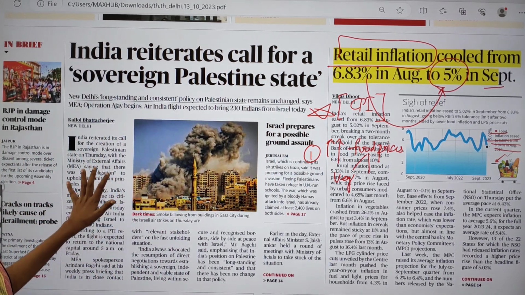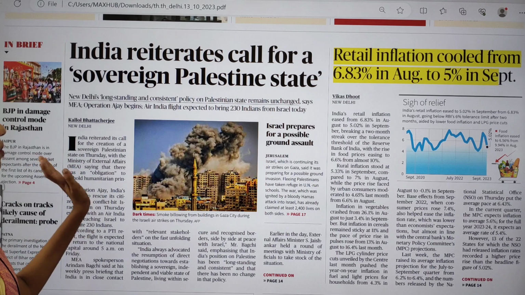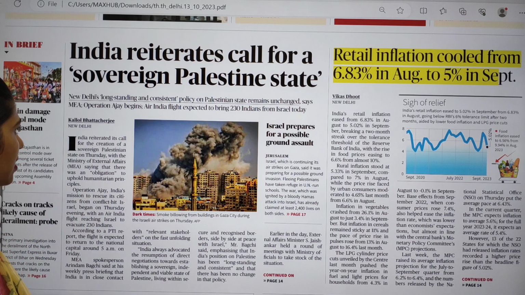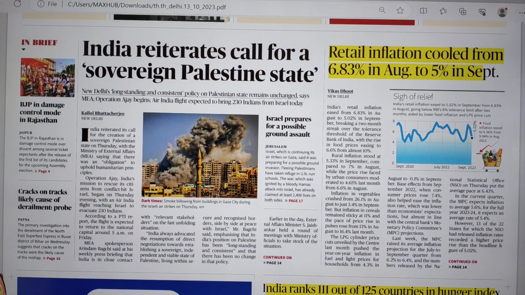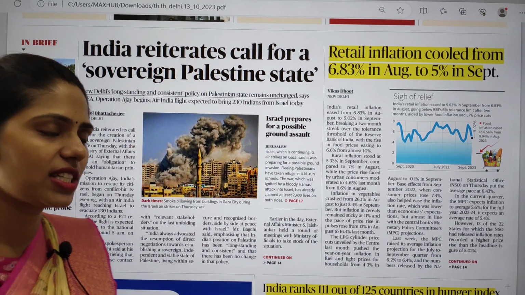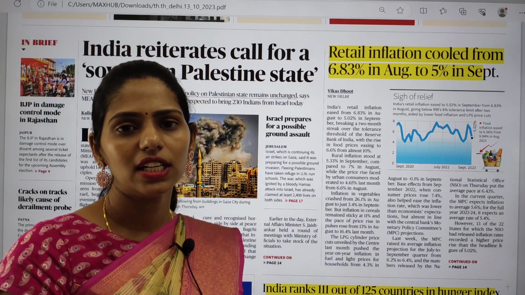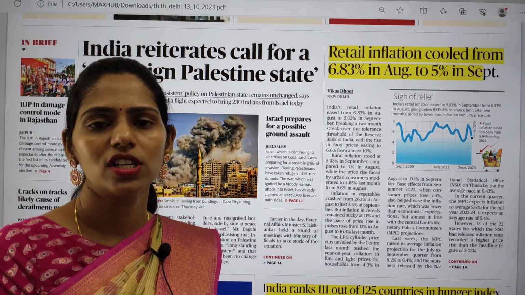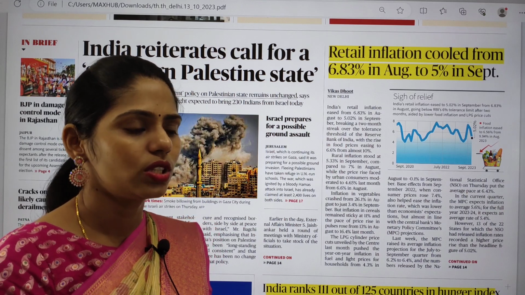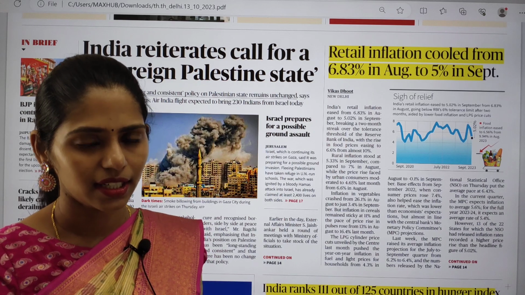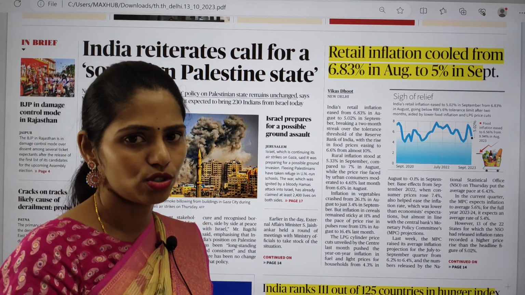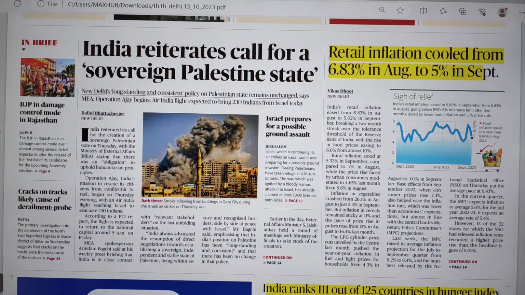And this article is about India reiterates call for a sovereign Palestine state. So actually this article is talking about the Israel war, right? So now we can see there is an Israel war. So actually India is coming up with one operation. The operation name is Operation Ajay. So this Operation Ajay is to evacuate Indians who had been stuck there, okay, who want to come out of Israel. So we are going to have this operation, that is Operation Ajay. Okay, so this is about this topic.